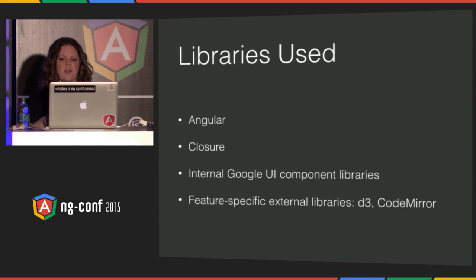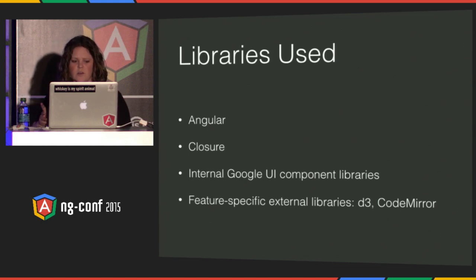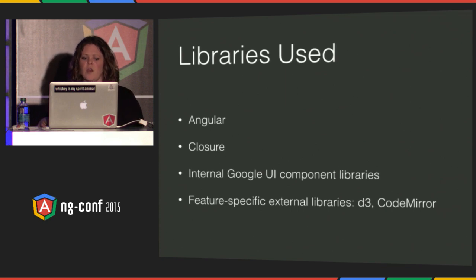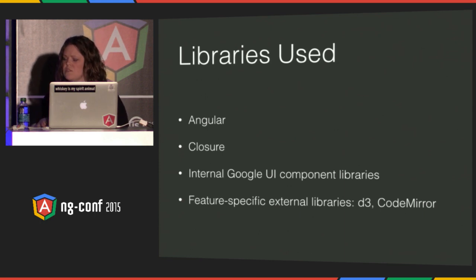We use a number of different JavaScript libraries, including Angular, of course. We also use something called Google Closure, which is an open source tool that gives us things like type checking and dependency management and compilation. We also use a number of internal Google UI component libraries. This probably won't be true forever. We're really looking forward to adopting some of the new Angular material components. And we also have a number of feature-specific external libraries, like D3 and CodeMirror.